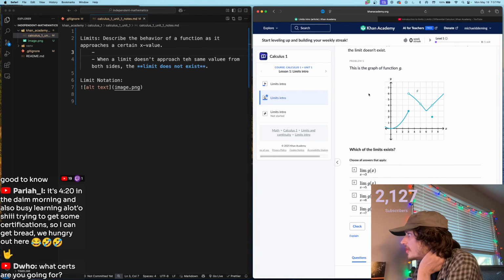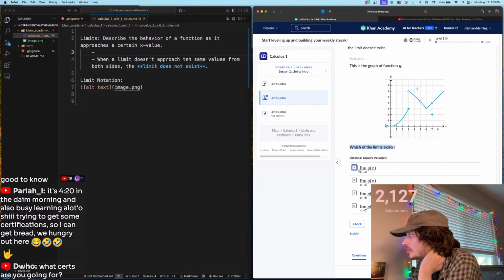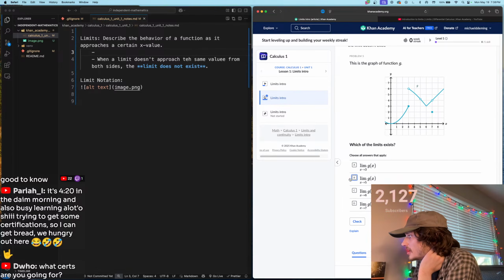So problem 5. Which of the limits exist? Choose all that apply. So limit of g of x as x goes to 3. Does that limit exist? As we converge on 3 from the left, we get a limit of 3. And as we converge on 3 from the right, we get a limit of 6. So that does not exist. Limit as x approaches 5, this does exist. As x approaches 6, this does exist. And as x approaches 7, this does exist as well.